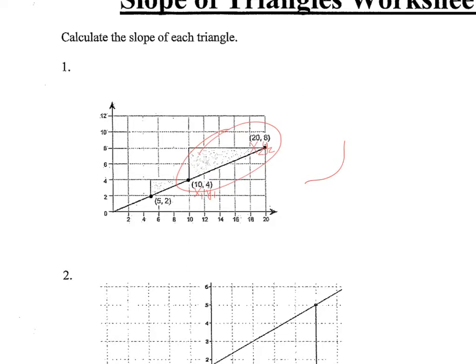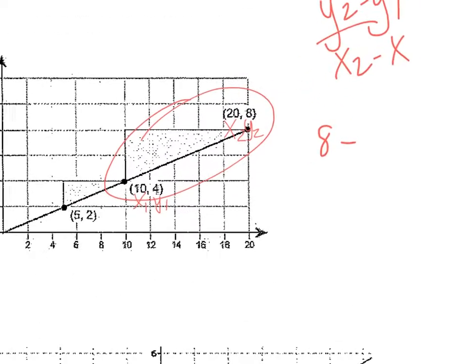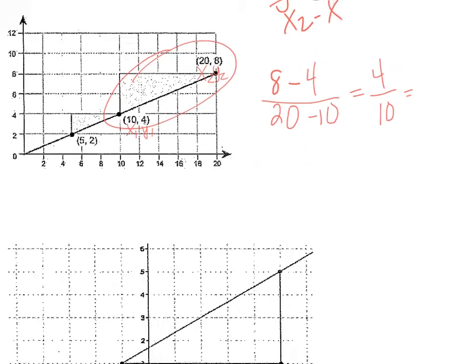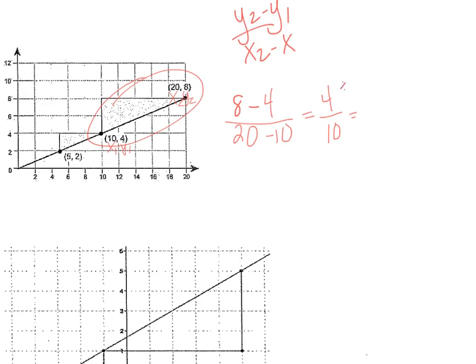So my y2 minus y1 over x2 minus x1. So y2 is 8. So 8 minus y1, which is 4, over x2, which is 20, minus x1, which is 10. So 8 minus 4 is 4. 20 minus 10 is 10. And if I reduce that down, say I divide them both by 2, I get 2 over 5.